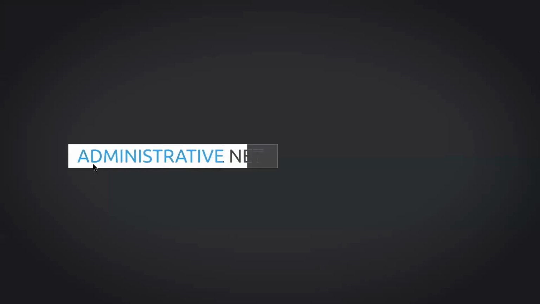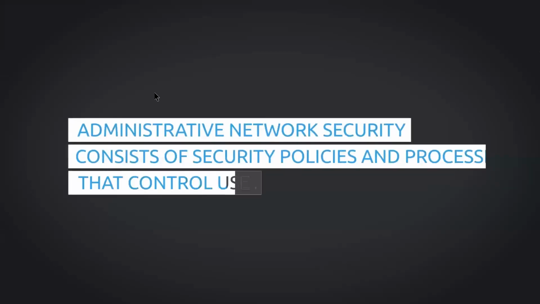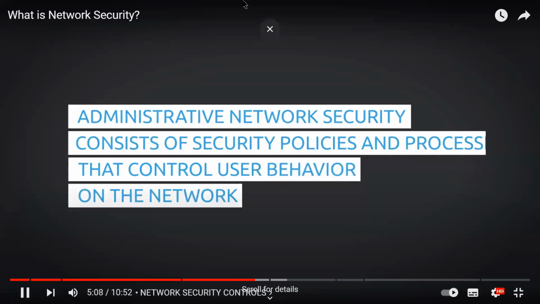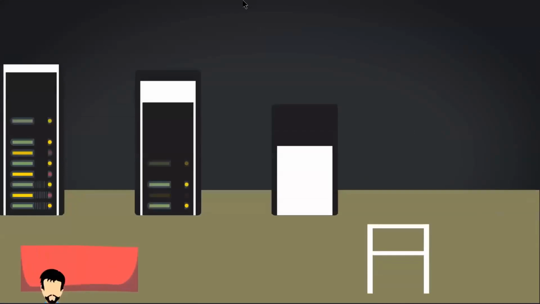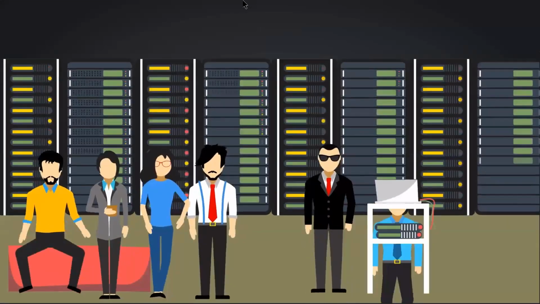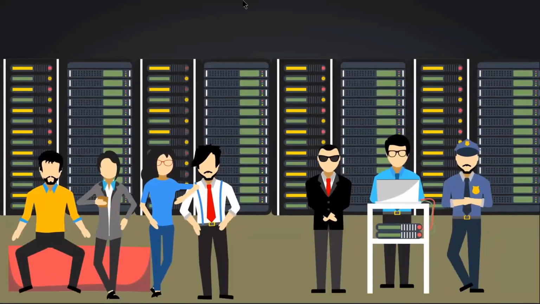And lastly, administrative network security. It consists of security policies and processes that control user behavior, including how the user is getting authenticated to the network, their level of access on the network, and how IT staff members implement changes to the infrastructure.